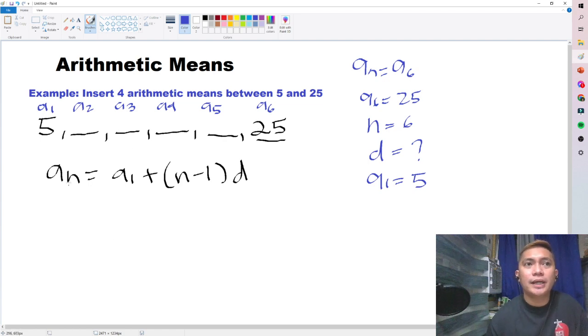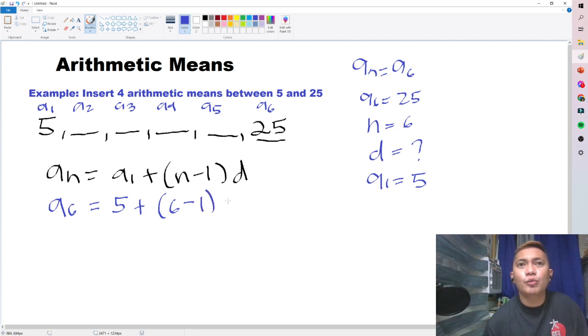So let us try to apply the following terms. So a sub n is equal to a sub 6 is equal to a sub 1, our a sub 1 is equal to 5 plus our n is equal to 6, the last term, minus 1 times the common difference. Wala siya. Therefore, we will substitute the value of a sub 6, that is 25, is equal to 5 plus 6 minus 1, that is 5, times d, or simply 5d. Okay, pwede natin gawin yon.